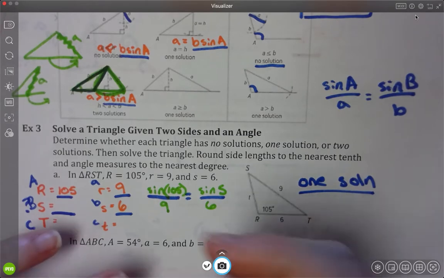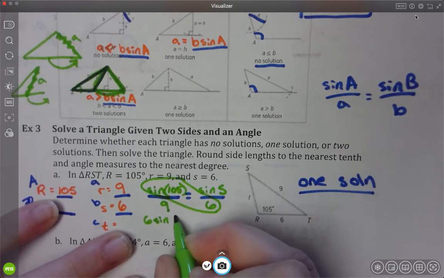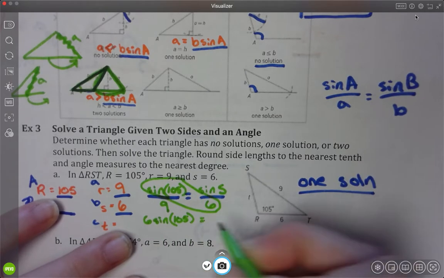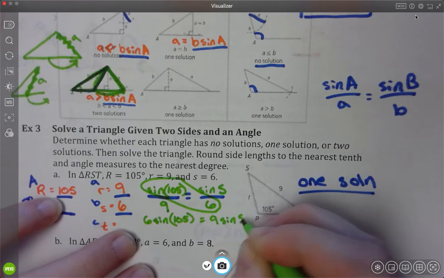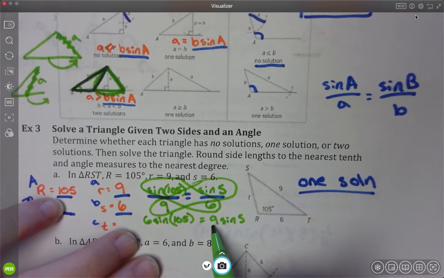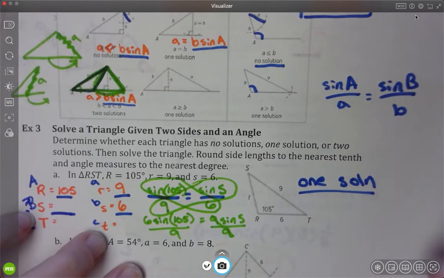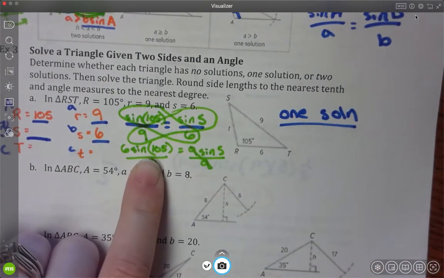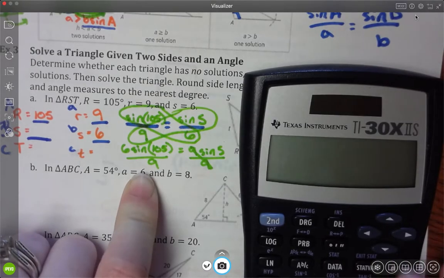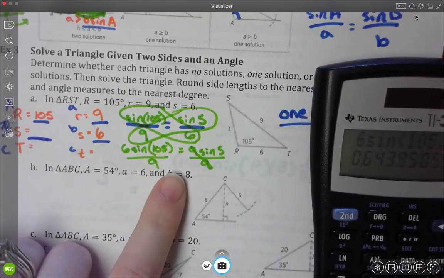Now I'm going to cross multiply. I have 6 times sine of 105 equals 9 times sine of S. That's what it will be on this side. Then if I want to get sine of S by itself, I have to divide by 9. Let's figure out what 6 sine 105 divided by 9 is. So 6 sine 105 divided by 9 is 0.644.